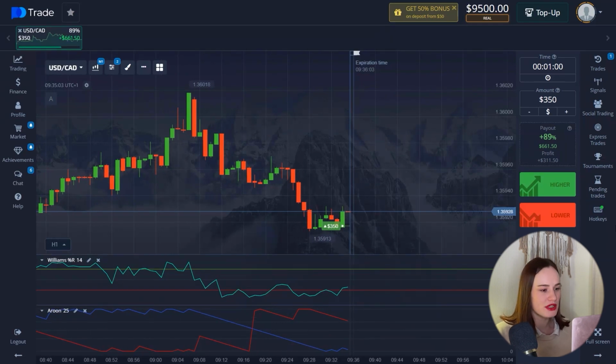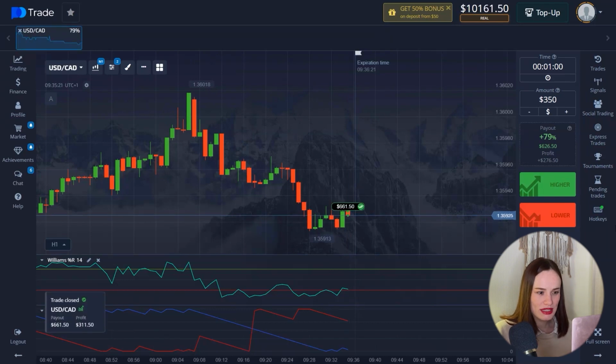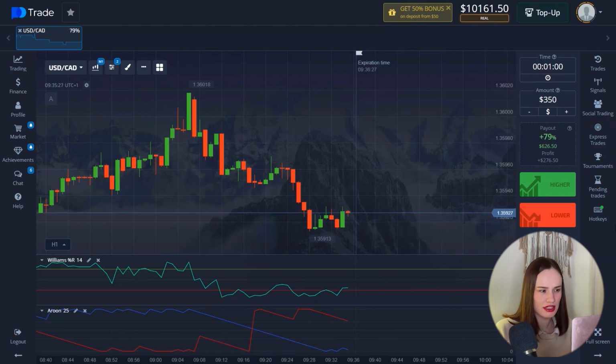It's impossible to say what kind of movement it will be by 100%. Maybe it will be a rebound or maybe a trend reversal, but it's possible to say with a higher degree of probability that the price will rise. And we can already see that the expiration is coming to an end. And our deal is successful and we earned $311.50. So the indicator didn't let me down, but this doesn't mean that it gives a 100% result.